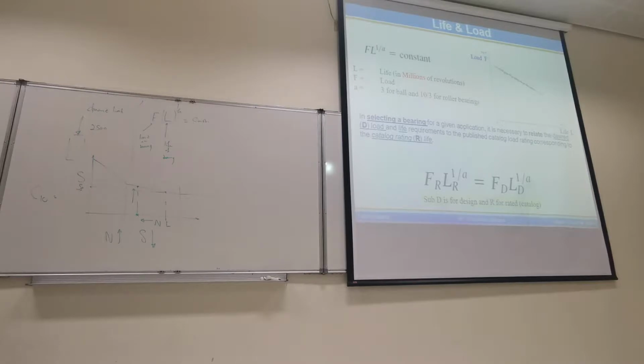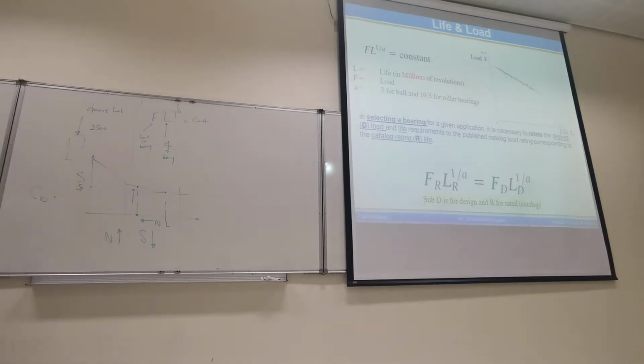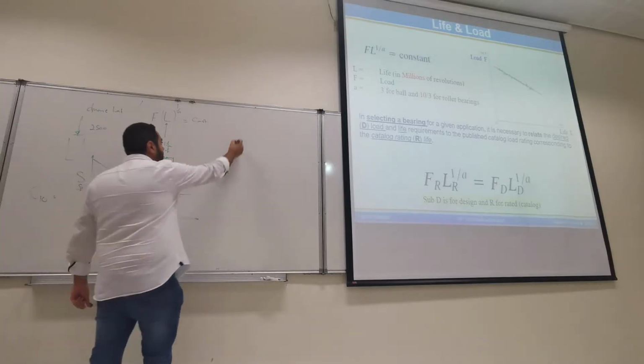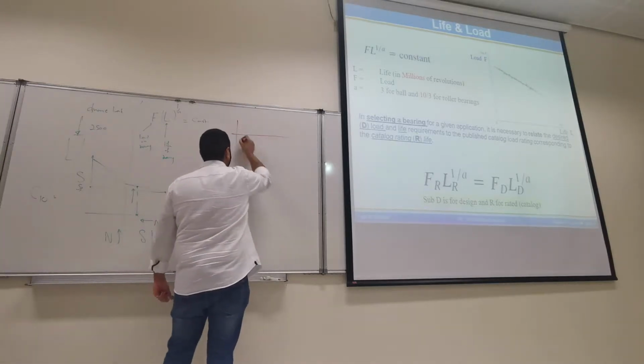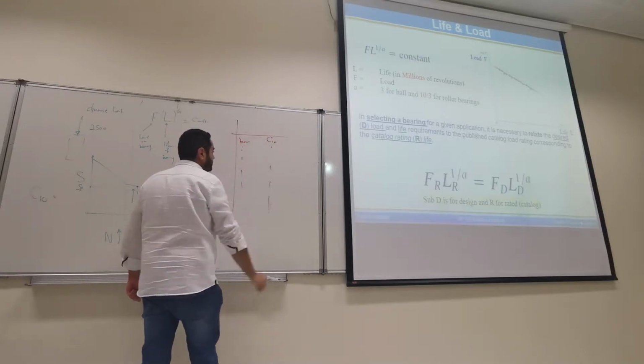So the load times the life to the power 1 over A is always constant. But the manufacturers give us data. What do these data represent? They represent the rated load and rated life. So when you open the catalog, they'll give you the bore and C10.